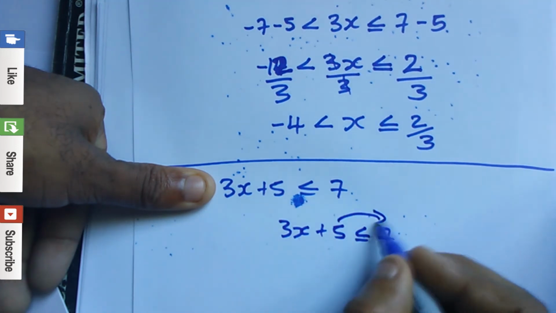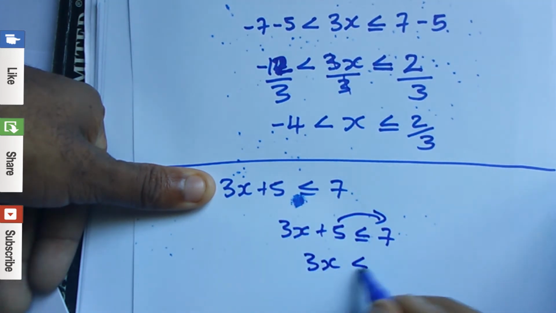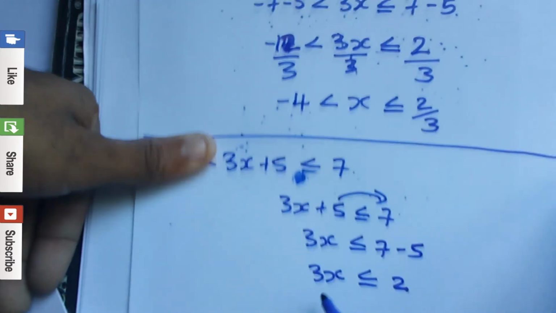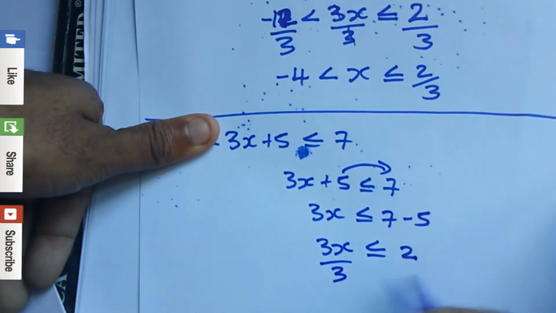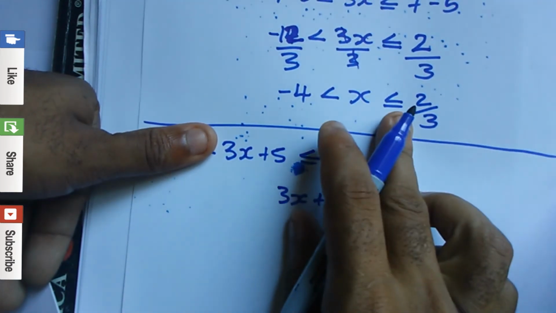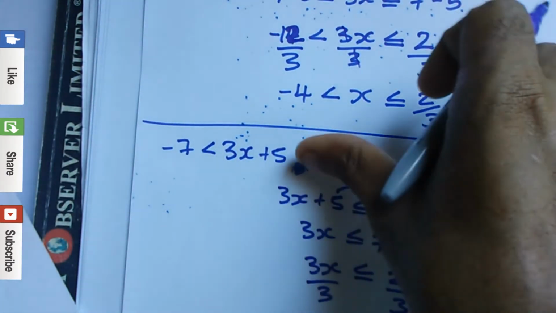Then I'm going to bring over this 5. I'm going to have 3x is less than or equal to 7 minus 5. 3x is less than or equal to 2. Then I'm going to divide both sides by 3. So x would be less than or equal to 2/3. That's the answer that we got up here. Then I'm going to solve the other side.